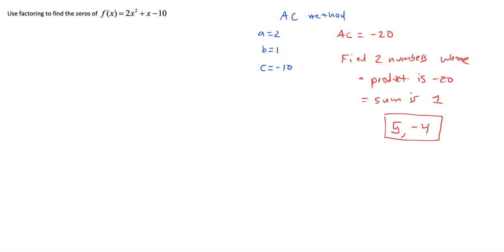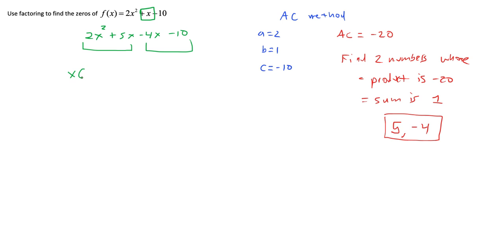The next step in the AC method is we're going to rewrite this. I'm going to come back to the left side: 2x squared plus 5x minus 4x minus 10. All I did is rewrite the middle term using the two numbers that I just found. And now we're going to factor this by grouping. We take the first two terms and the last two terms, and factor those.